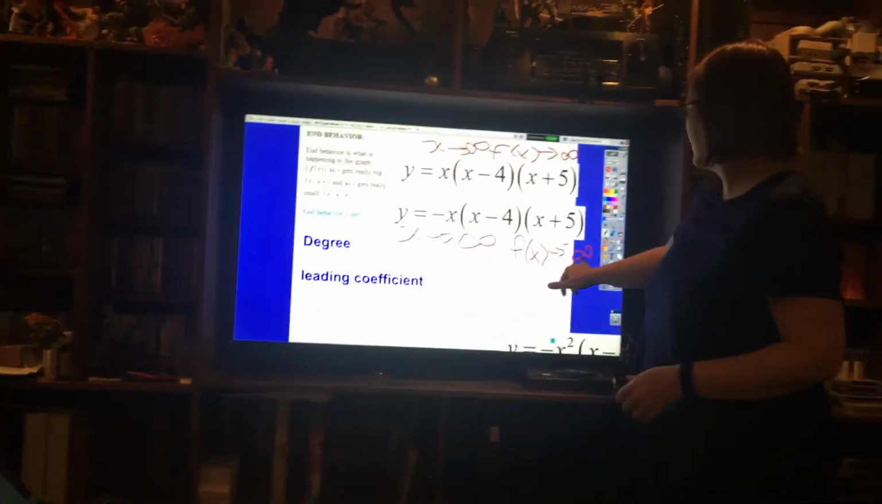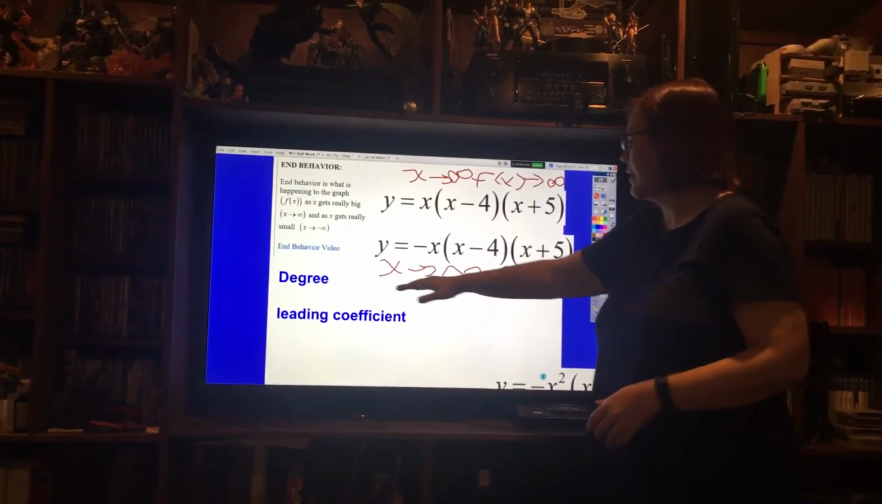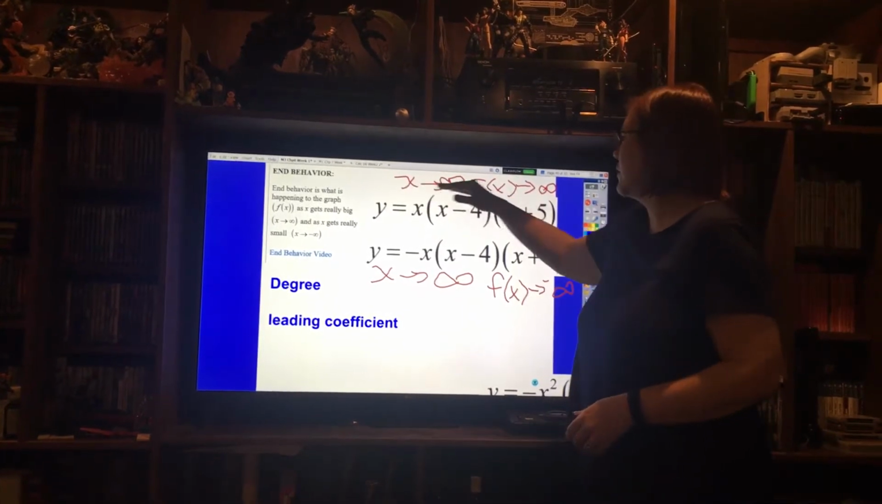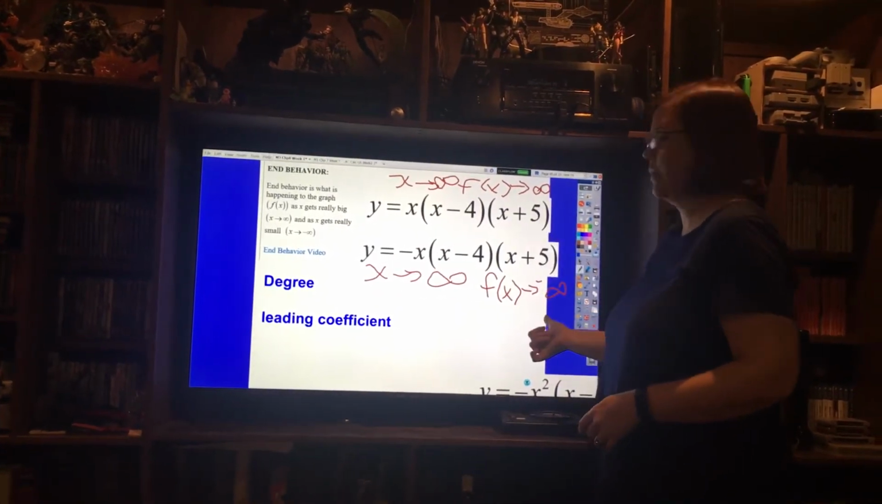So we're just writing that. So x goes to infinity, gets really big. As I move to the right, it gets big. So I'm moving to the right, and the function is shooting up or shooting down.